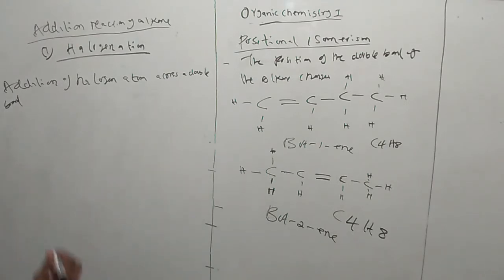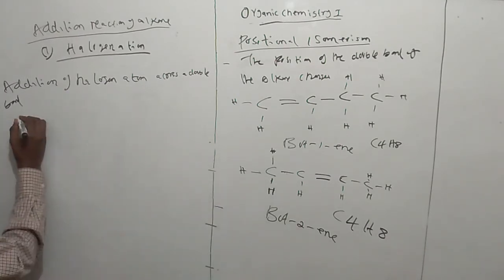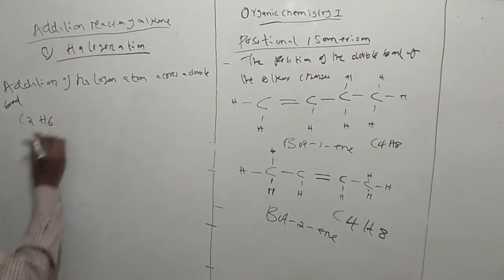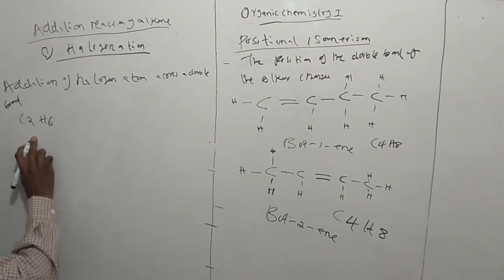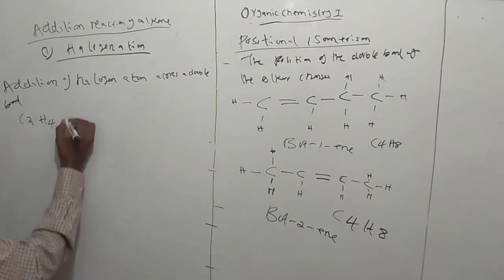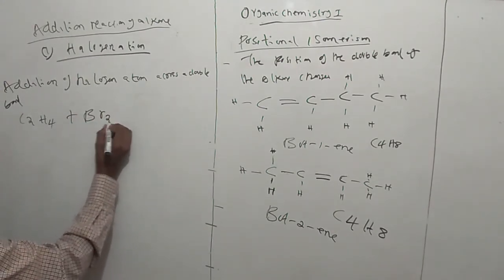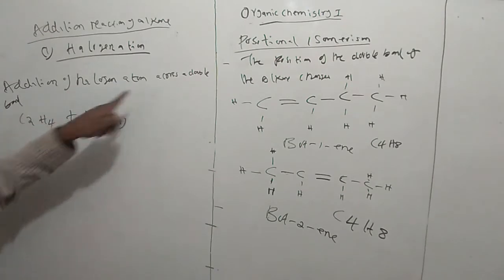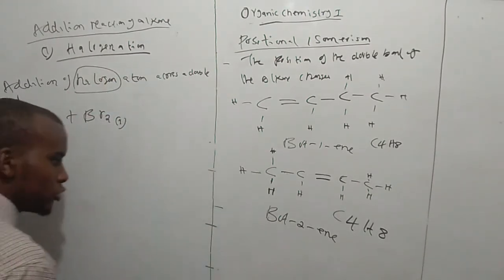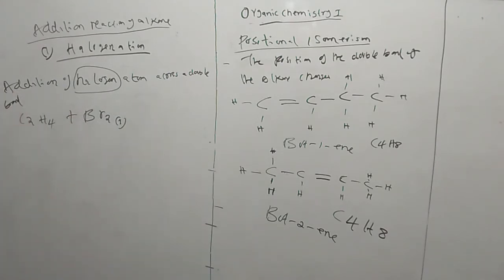Remember the structure of ethene. Then we react it with bromine gas. If I take ethene, you can have C2H4, since 2 times 2 gives H4, plus bromine gas. Since we have said halogenation is the addition of halogen, and bromine is one of the halogens. Remember, it is in the periodic table, group 7.